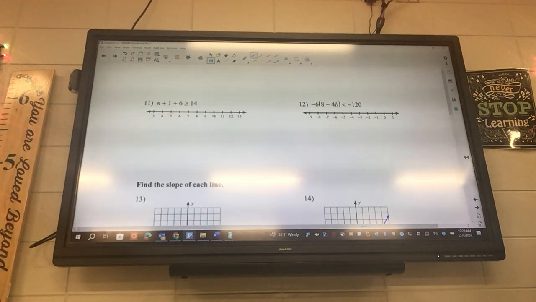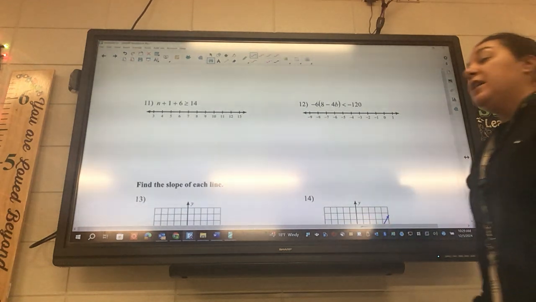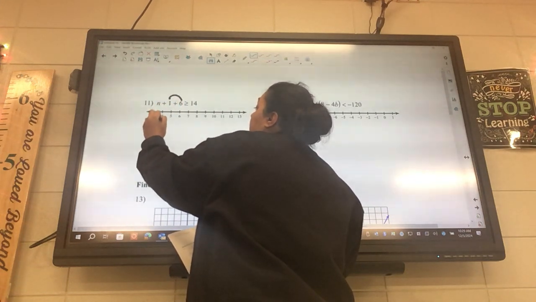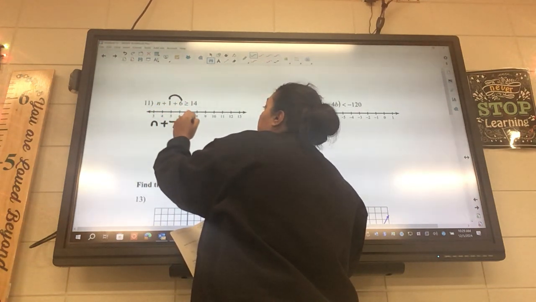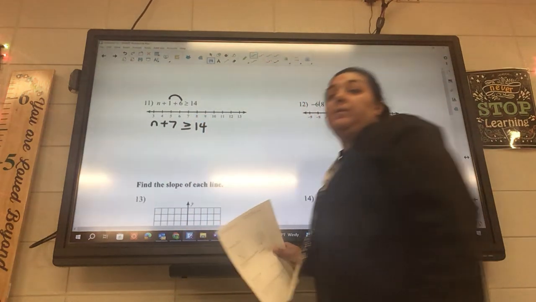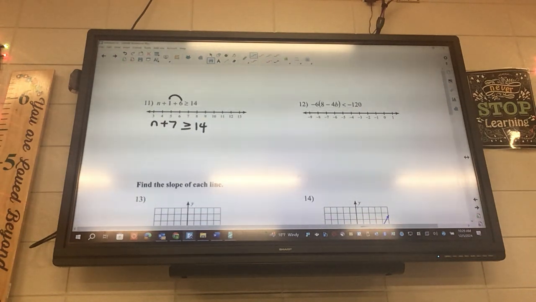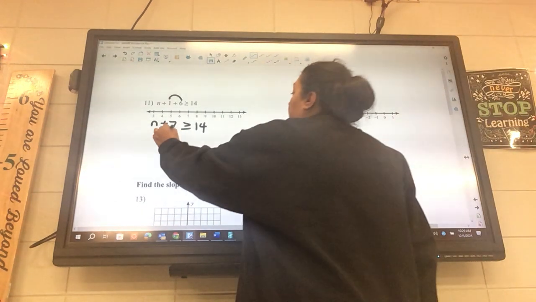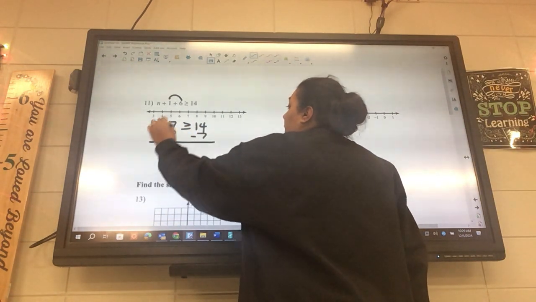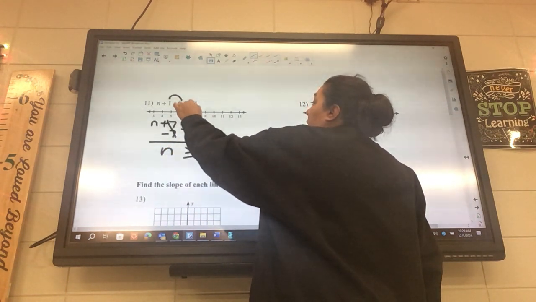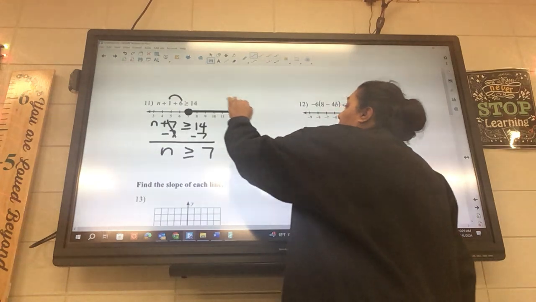Okay, 11. Our very first step is gonna be to combine, so 6 plus 1 is gonna be 7, so I'm really gonna have n plus 7 and a 14. Then what needs done? Minus 7 from both sides. So we get 7. Okay, it's gonna be closed, going to the right.